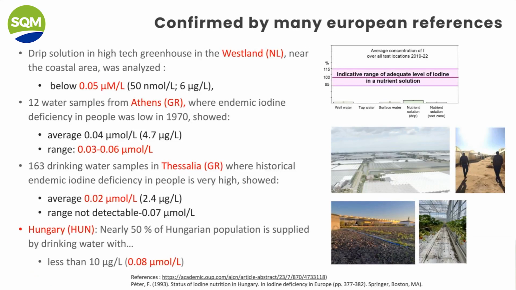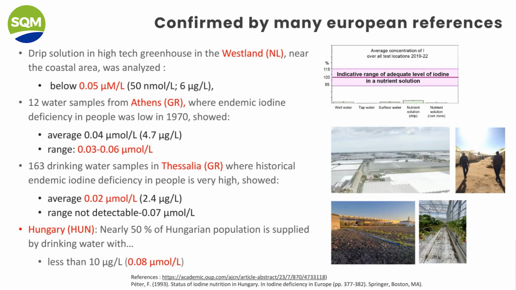Another study of 12 water samples in the Athens area in Greece, an area where endemic iodine deficiency in people was rather low, showed averages of 0.04 micromole per liter, and all these samples were measured within a range of 0.03 to 0.06 micromole per liter. In another area in Greece, Thessalia, where the historical endemic iodine deficiency is described as very high, we see averages around 0.02 micromole per liter.